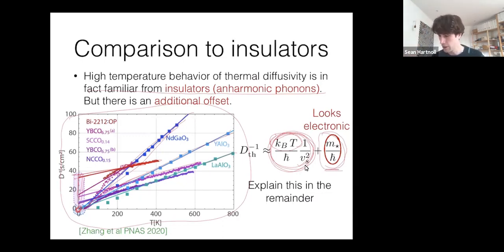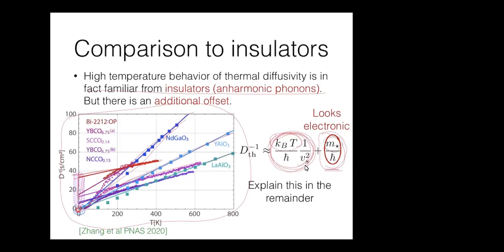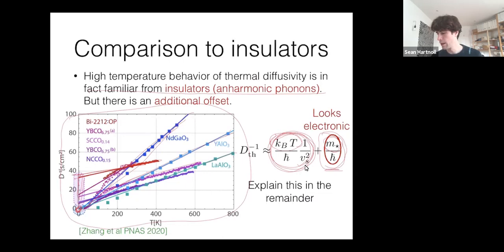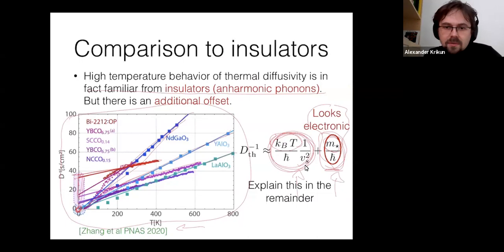And this constant, it turns out, is of order m star, the electronic mass. So this now looks a bit electronic. The words in this paper are that there's some electron-phonon soup, and you shouldn't talk about it as either electrons or phonons, but some complicated thing. So in the remainder, I want to give a simple explanation for the sum of these two terms in terms of phonons.